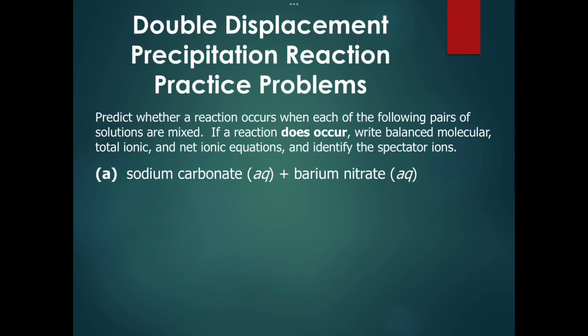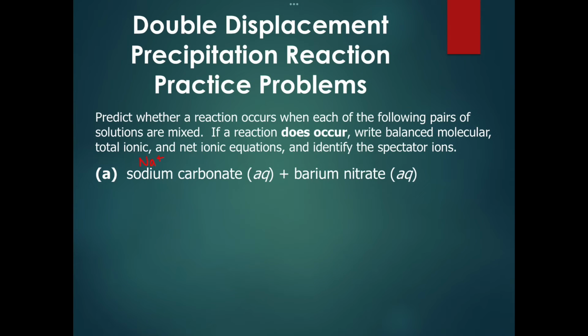Let's go ahead and go over this. So our first one is a reaction of aqueous sodium carbonate with aqueous barium nitrate. So the first thing we need to do is write out the normal molecular balanced chemical equation just like we've done for everything else. So we will need to figure out our ions first.